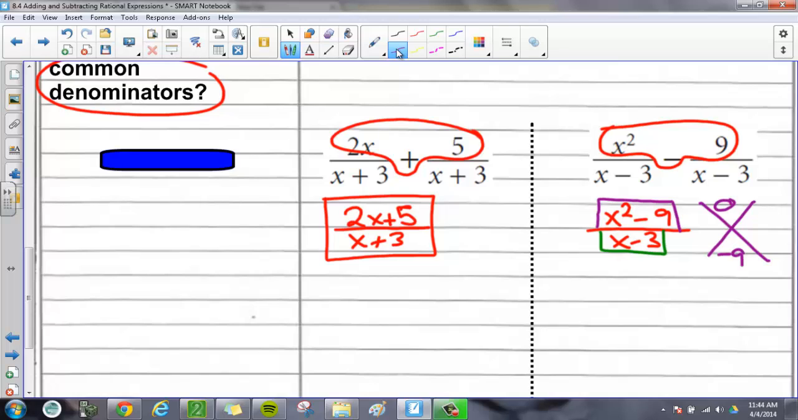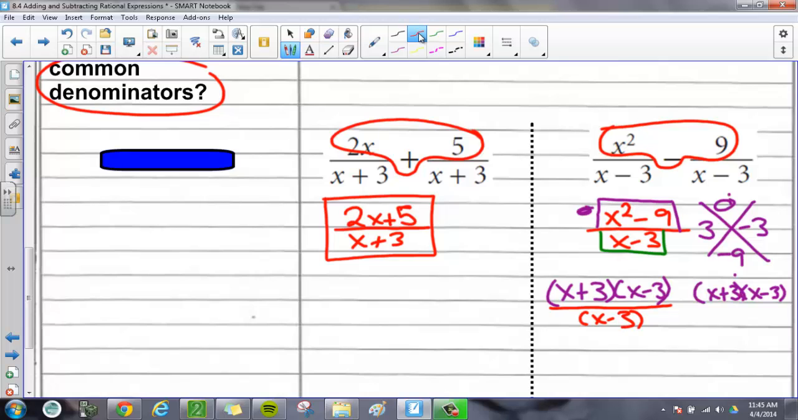I'll put my 0 up top because there's no b. I ask myself, what times what is negative 9, that added together would be 0? I get 3 and negative 3. And so that's my factor. We get x plus 3, x minus 3. Okay? So let's rewrite this equation. We're going to take this right here and rewrite it as x plus 3 times x minus 3 over, and in the denominator, we still have our x minus 3.